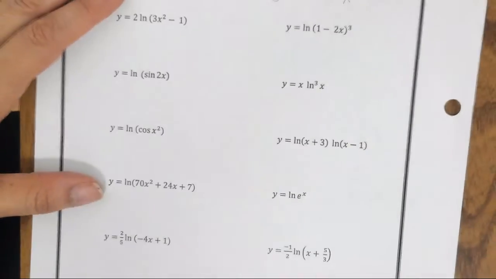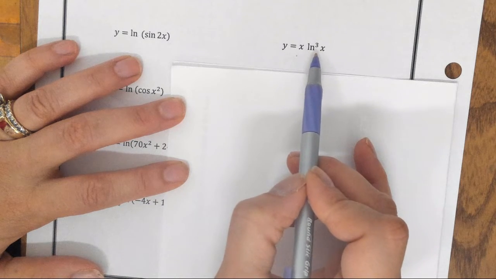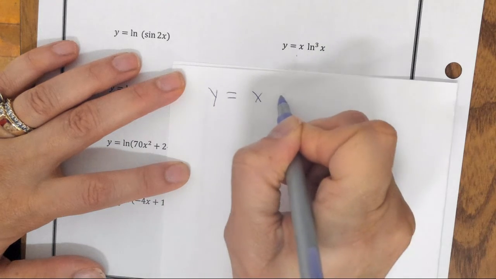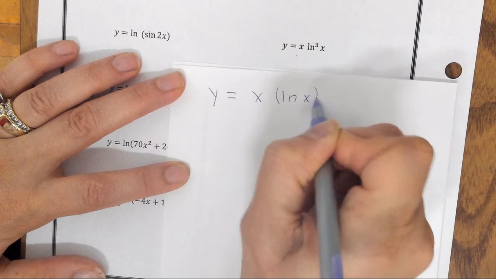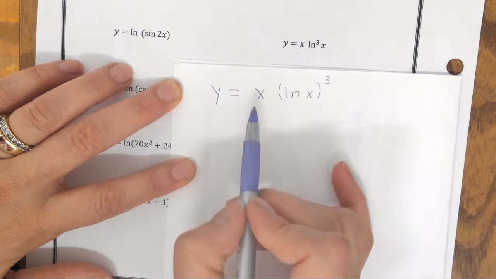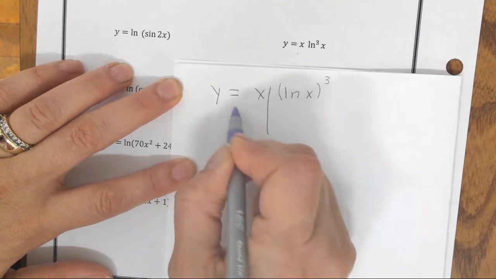So if we look at, let's say, something like this one. Look how this is written. They wrote this sort of like a trig function. So let's just rewrite that. This is x times ln of x cubed. And so always think about what strategy you are going to use. Notice I have x times something else, another function here. So it's going to be a product.